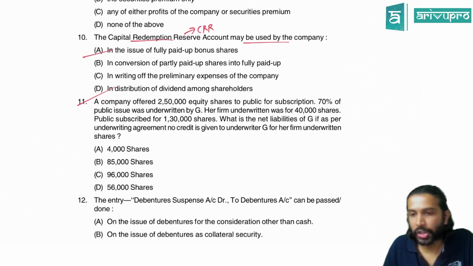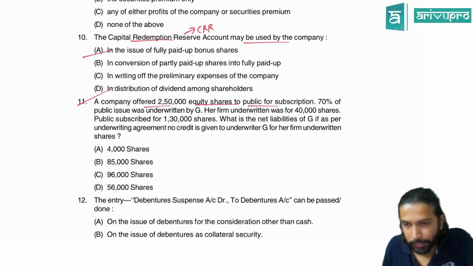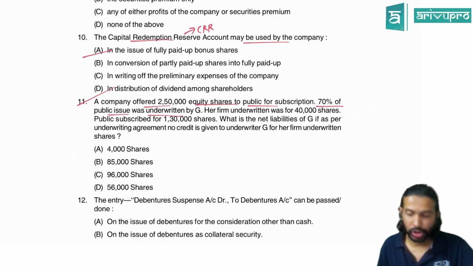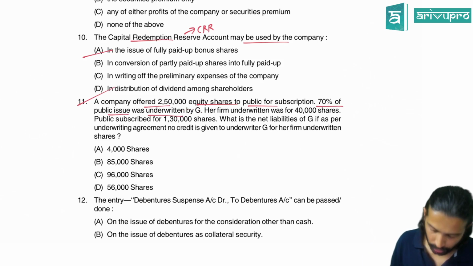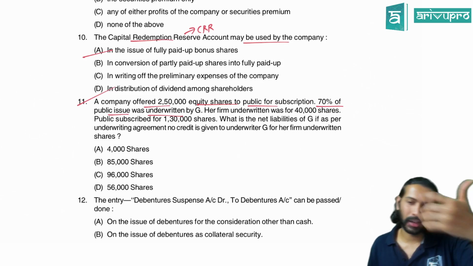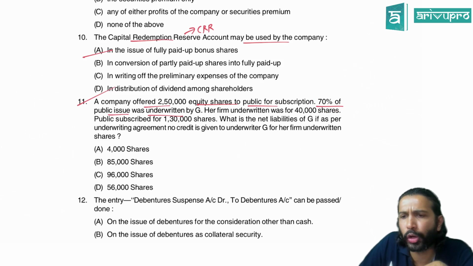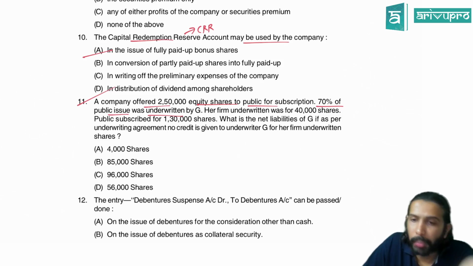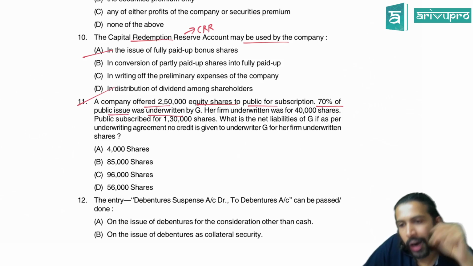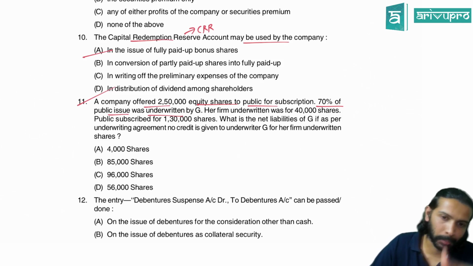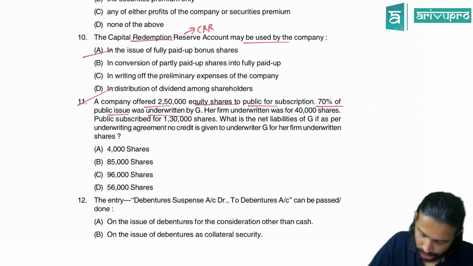Okay, next, question number 11. A company offered 2,50,000 equity shares to the public for subscription. 70% of the public issue was underwritten by G. This is an underwriter question. Whenever a company sells shares or debentures, they take the help of underwriters. What is the beauty of an underwriter arrangement? If the public does not buy the shares, then the underwriter will buy those shares. That's a primary difference between an underwriter and a broker. So if the public does not buy, the underwriter will take up those shares.